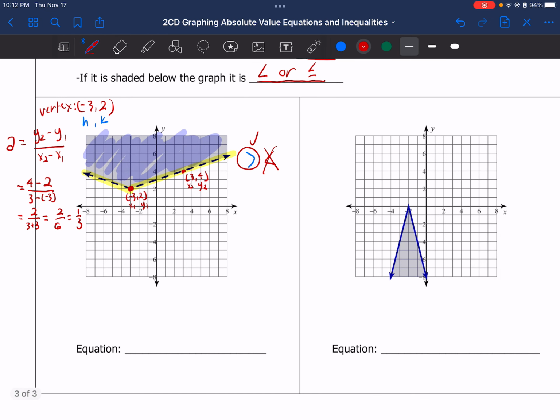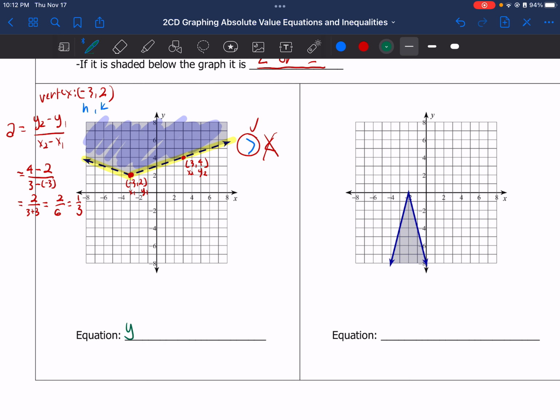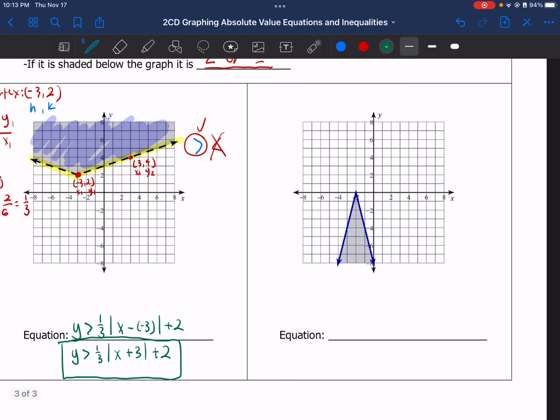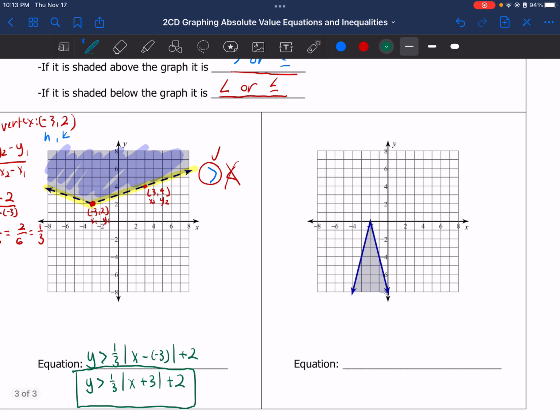So now that I have all of my information, I can just write out my equation. I get y is greater than, not greater than or equal to, just greater than, a, which we found as 1/3, times the absolute value of x minus -3, plus 2. Well, this minus -3 can be simplified to x plus 3, giving us the final answer of y is greater than 1/3 times the absolute value of x plus 3, plus 2.